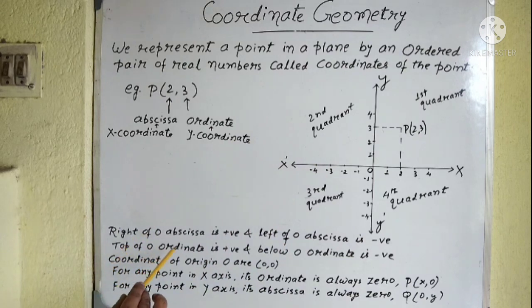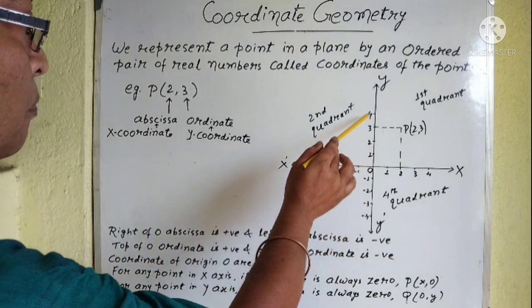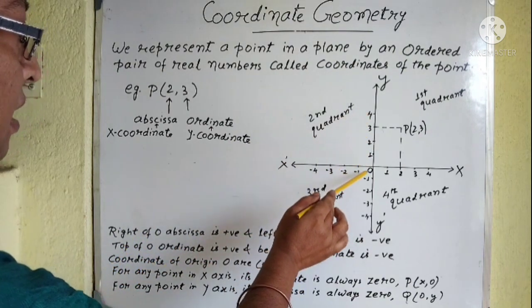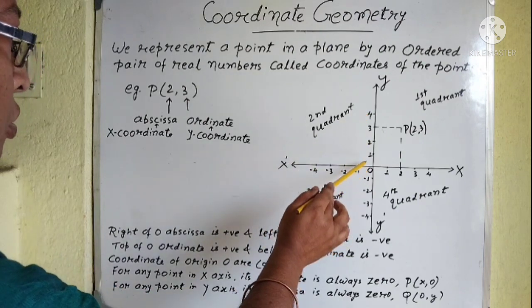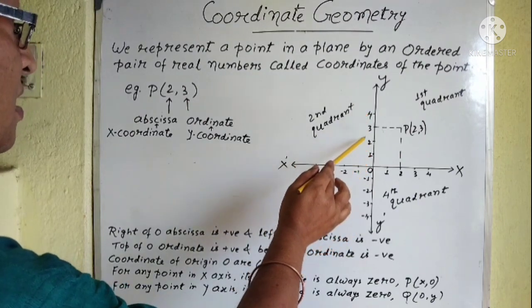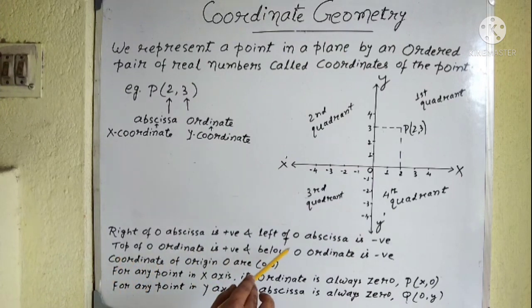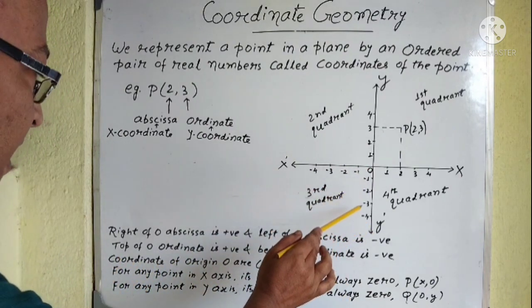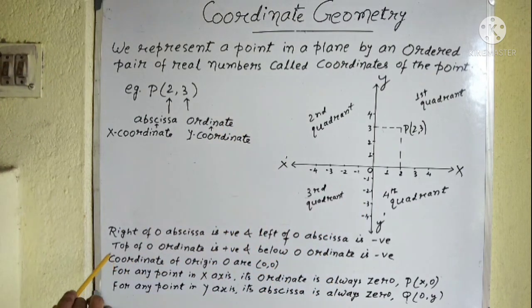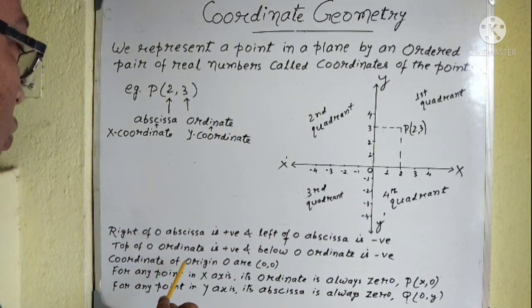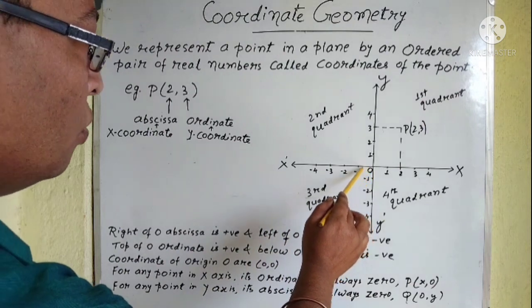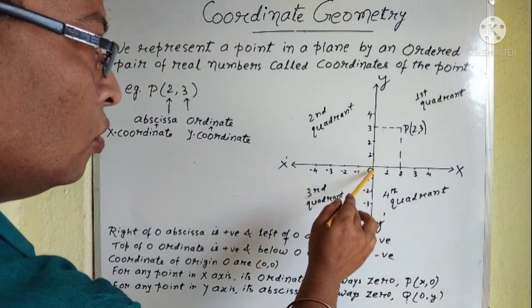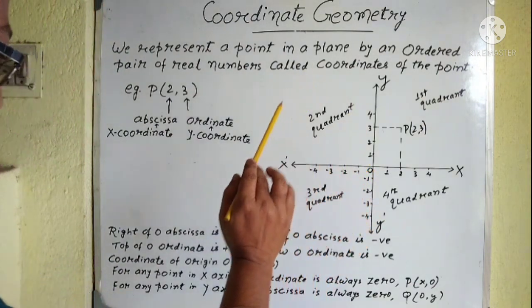Similarly, top of O, where is top of O? This portion. Top of O, your ordinate is positive. And below O, your ordinate is negative. Now, you have to remember the coordinate of origin. Coordinate of origin is (0, 0) because this is the initial position.